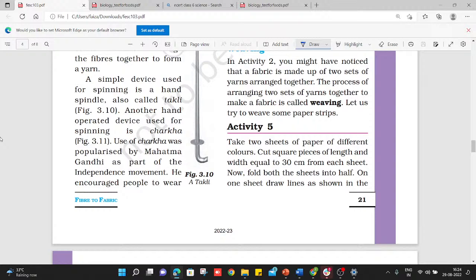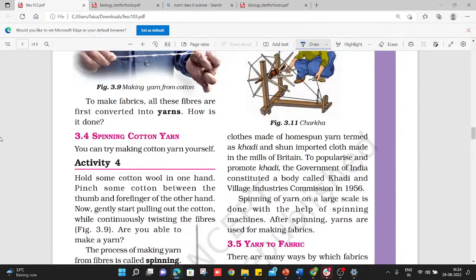Okay, he encouraged people to wear cloth made of homespun yarn, termed as khadi, and to shun imported cloth made in the mills of Britain. Okay, very intelligent. So what Mahatma Gandhi did, he encouraged people to wear the khadi clothes, to shun imported clothes made in the mills of Britain.